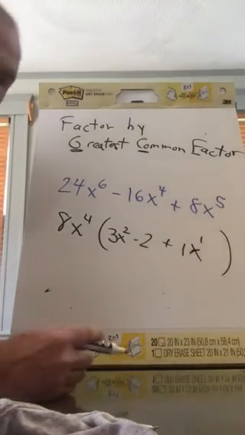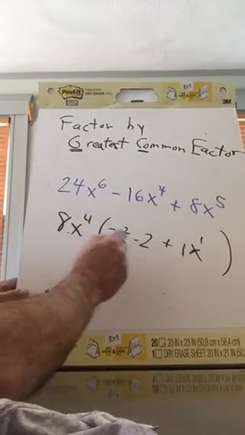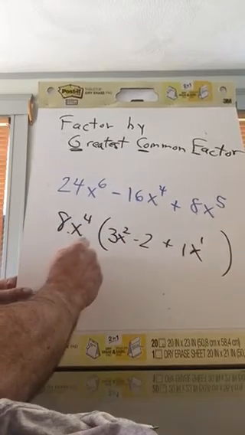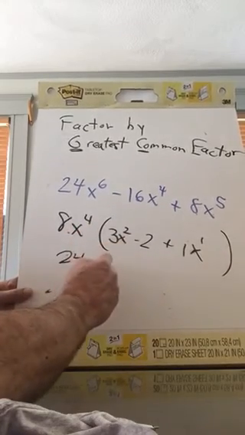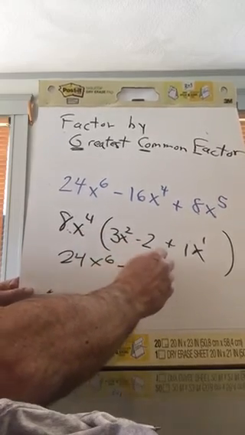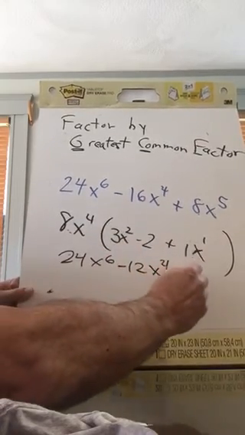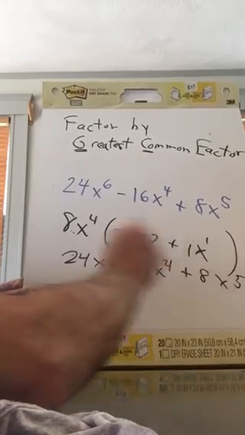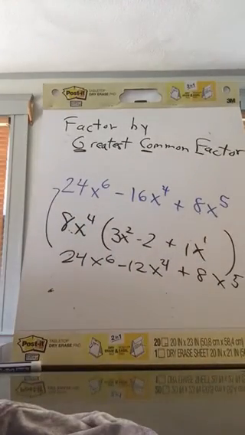And notice, if you distribute this back through, 8 times 3 is 24. Add the exponents, x to the 6th, negative 16 x to the fourth, and then plus 8x to the fifth. It checks with that. Okay, so that's our lesson.